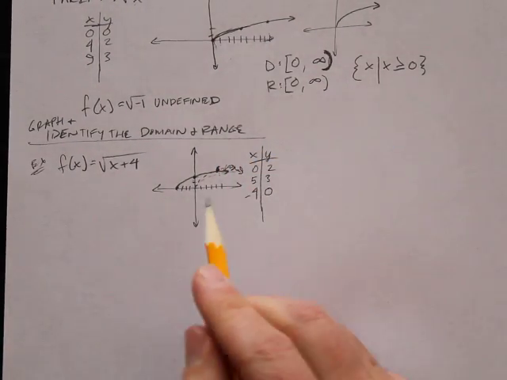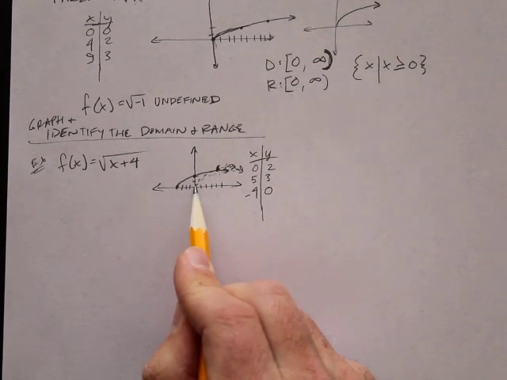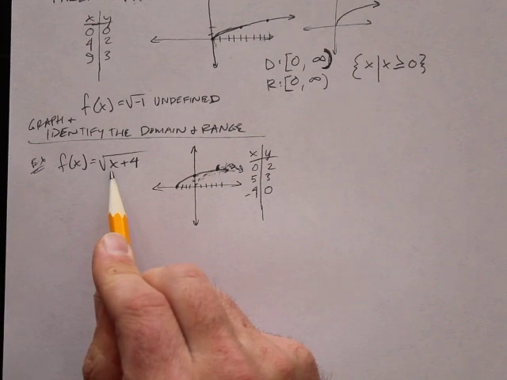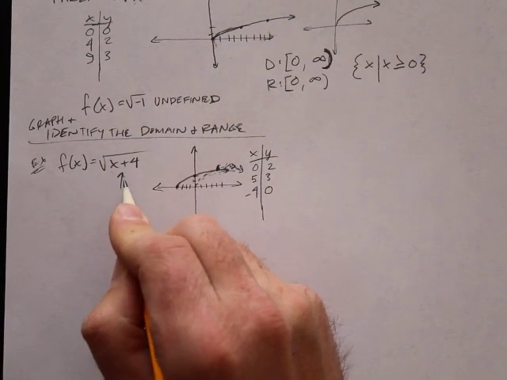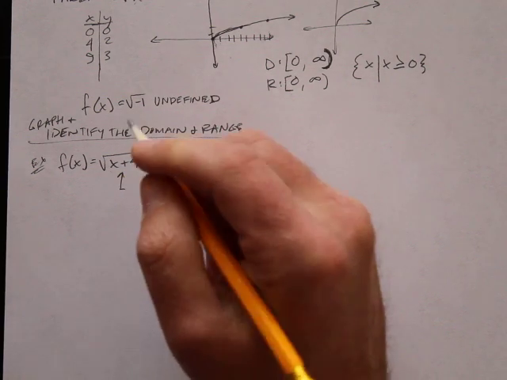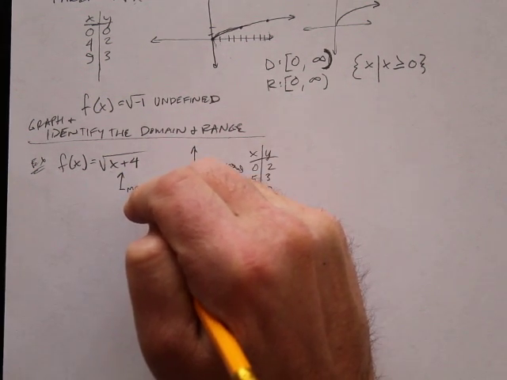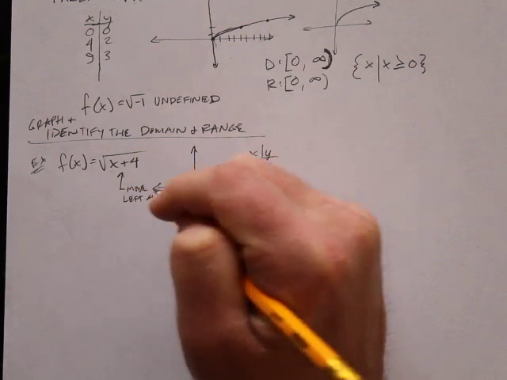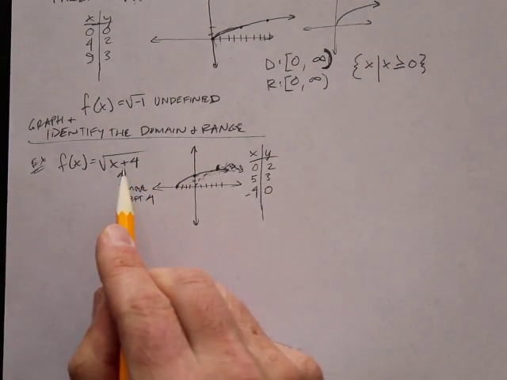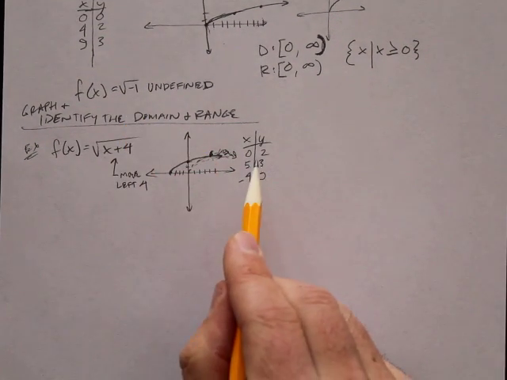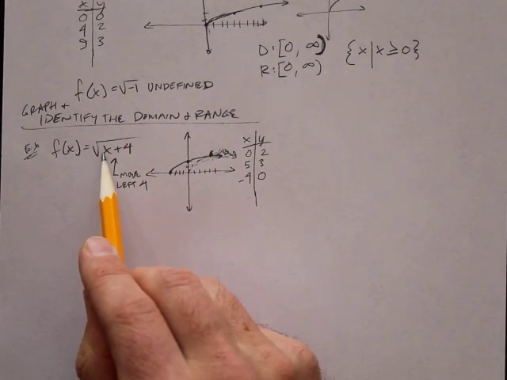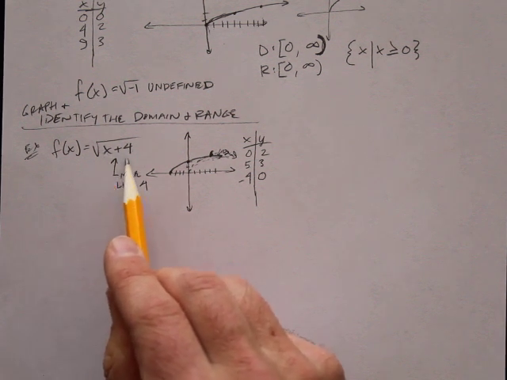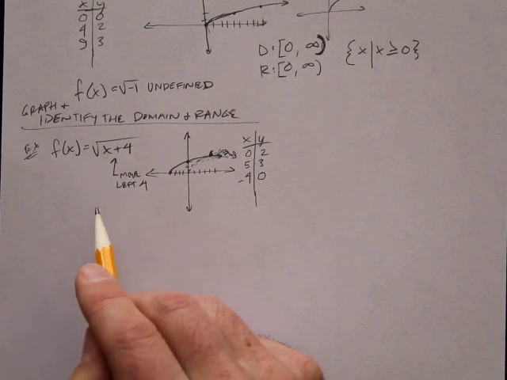Okay, so what happened? It moved to the left 4. Everything stayed the same, except for moving to the left 4. So notice this is plus 4. When it says plus 4, we move left 4. And we'll see some examples that don't look exactly like this. If there's something multiplied by the x, we're going to look for the x value that makes this 0. But we'll see that in a bit.